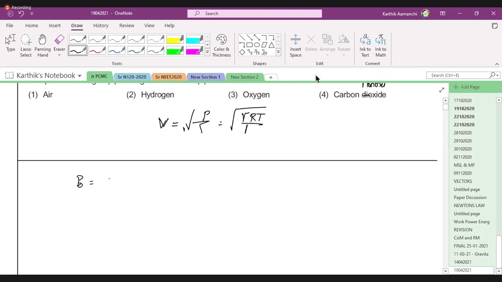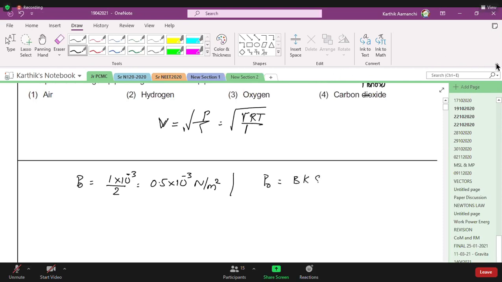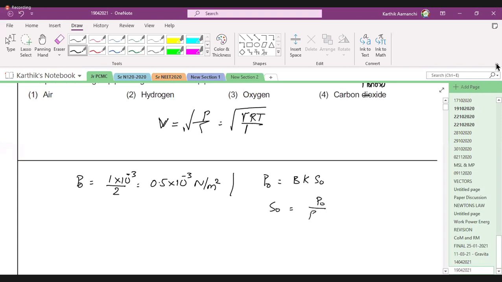P naught is equal to 1 into 10 power minus 3 divided by 2. It will be 0.5 into 10 power minus 3 Newton per meter square. P naught is equal to B K S naught. S naught is equal to P naught divided by BK. Bulk modulus given.